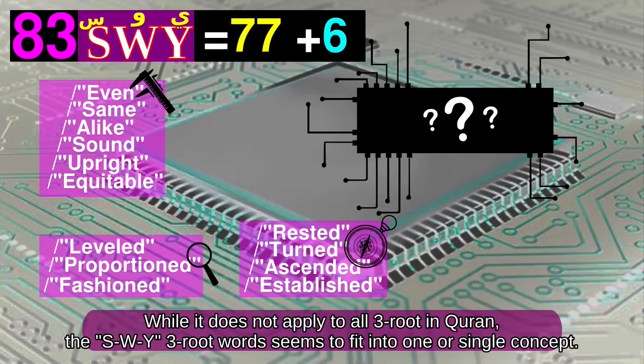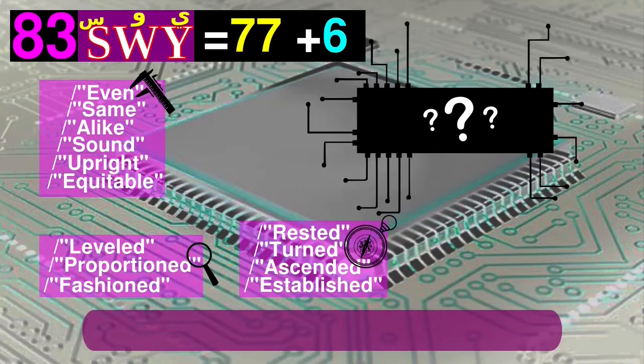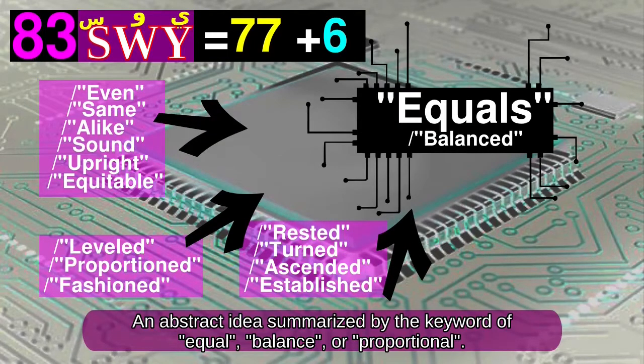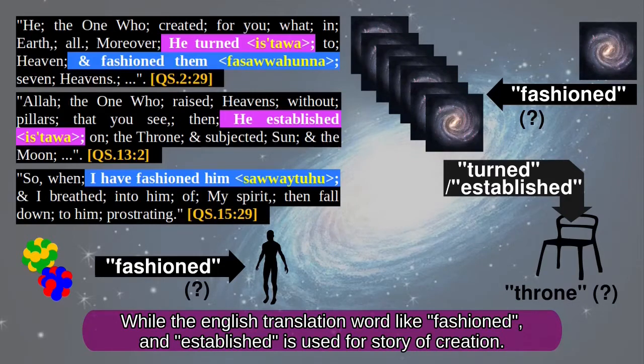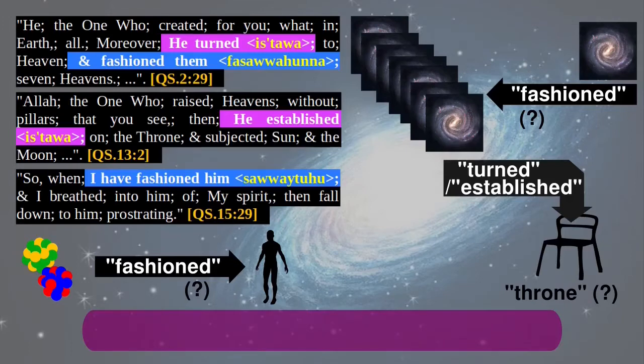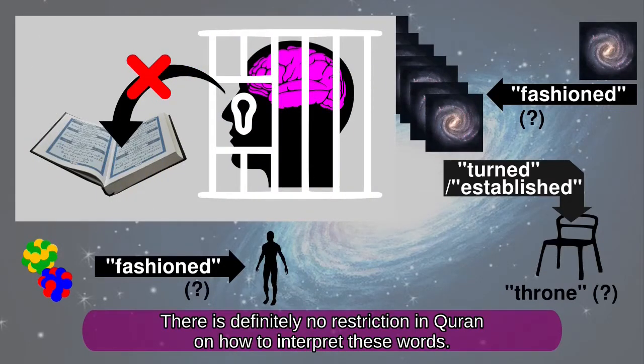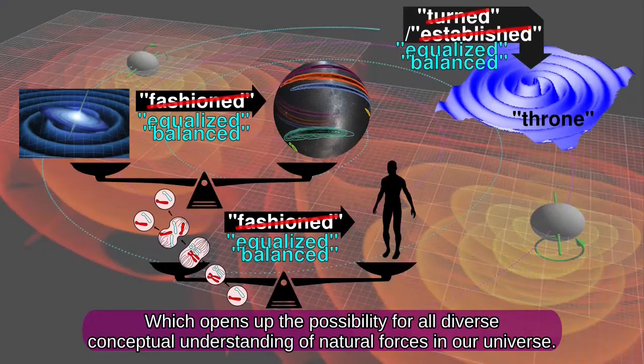While it does not apply to all 3 roots in Quran, the SWY3 root words seem to fit into one single concept. An abstract idea summarized by the keywords of equal, balance, or proportional. While English translation words like fashioned and established are used for the story of creation, there is definitely no restriction in Quran on how to interpret these words, which opens up the possibility for all diverse conceptual understanding of natural forces in our universe.